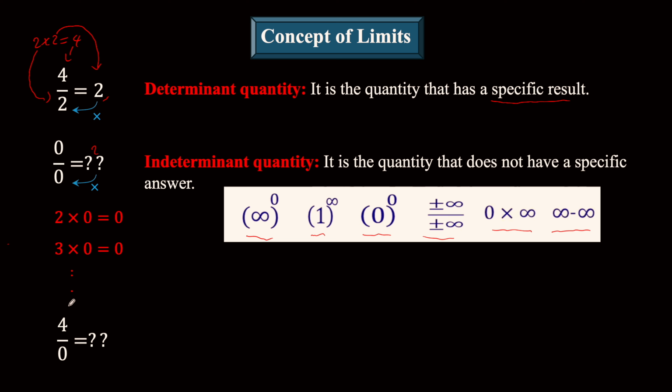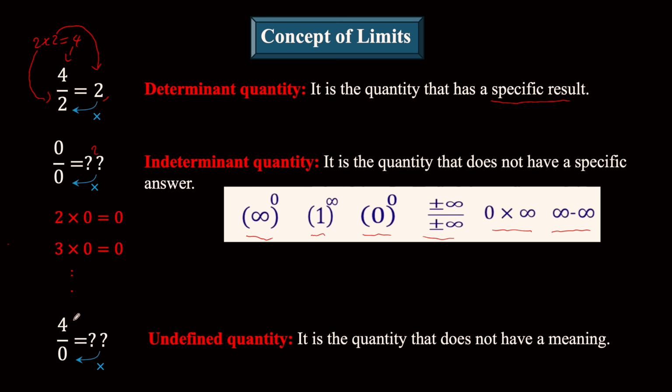And the last one is 4 divided by 0. In this case, do we have any number to multiply by 0 and get 4? No, right? For this case, we call it an undefined quantity. It is a quantity that does not have a meaning.